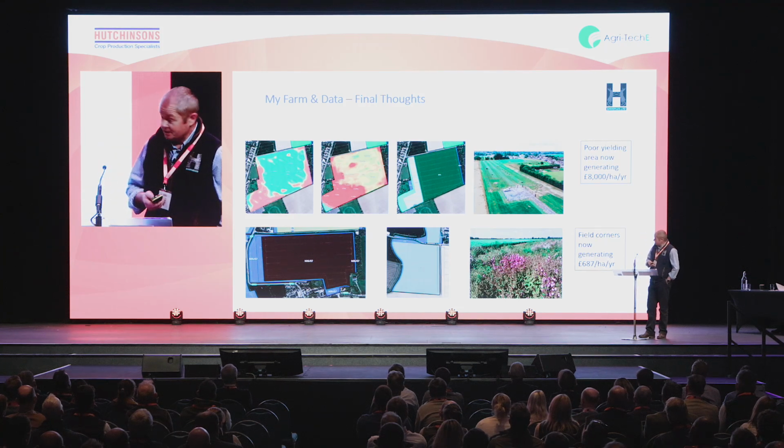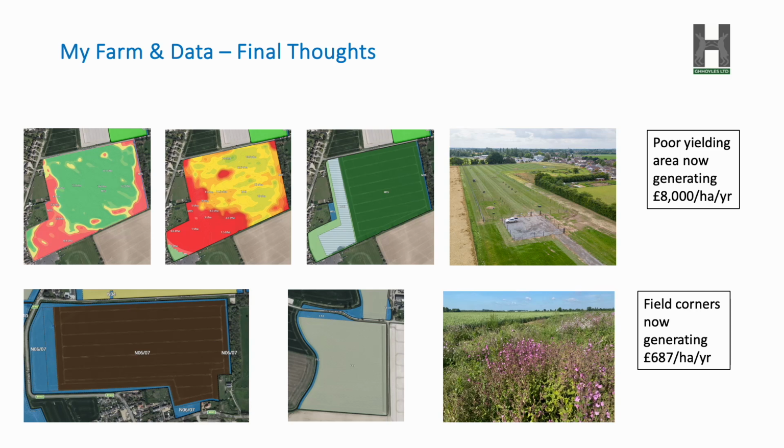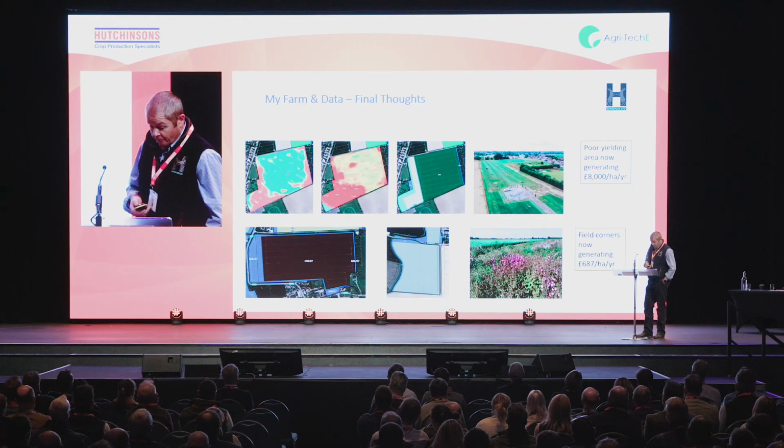So some of the successes: taking field corners out. I mentioned the dog park, so a poor area of a field now returning £8,000 a hectare. You can't have too many dog parks around your farm. But also a more sensible example of taking a field edge out and putting it into flowers. So just using technology, using data to try and be more efficient with our fields.